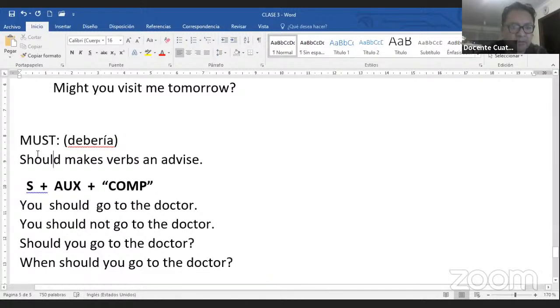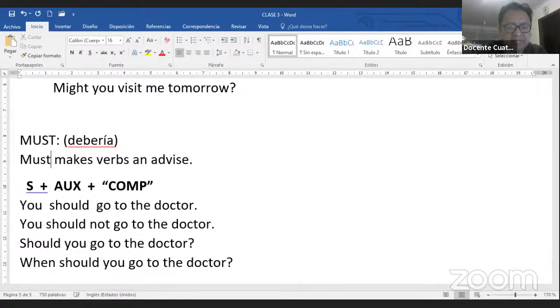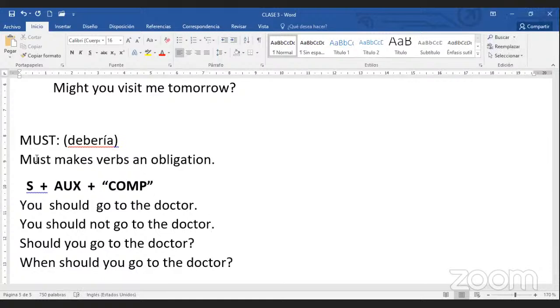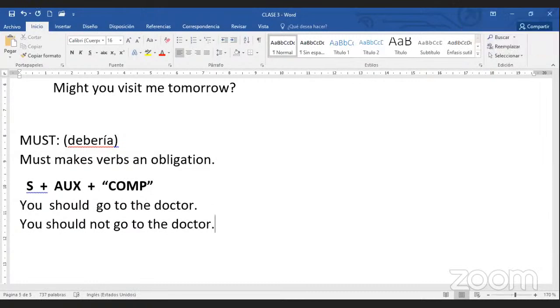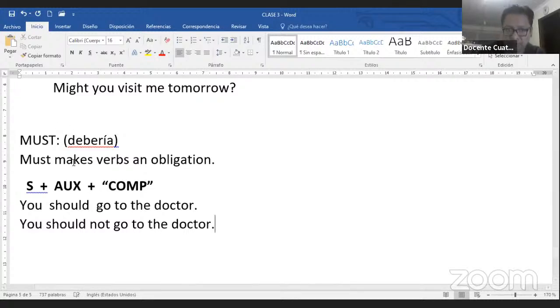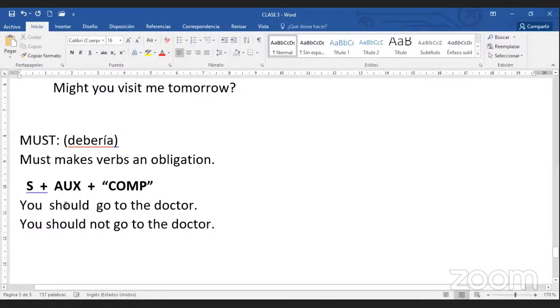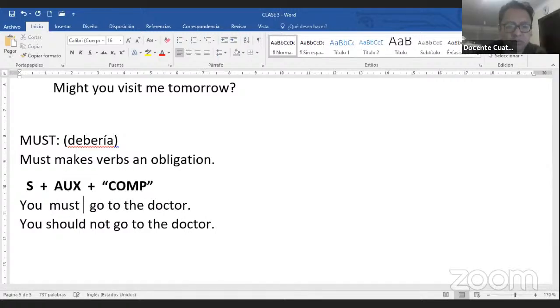Okay? Must makes verbs an obligation. When you use must, what you're saying is an obligation. And that's why you don't use questions with must, because you don't ask obligation. You say the affirmative obligation, or the negative is the prohibition. Okay? For example, if you have a test tomorrow, well, you must study. It's an obligation. You must study.